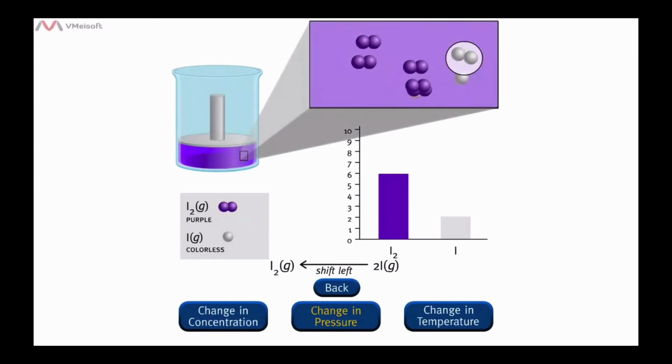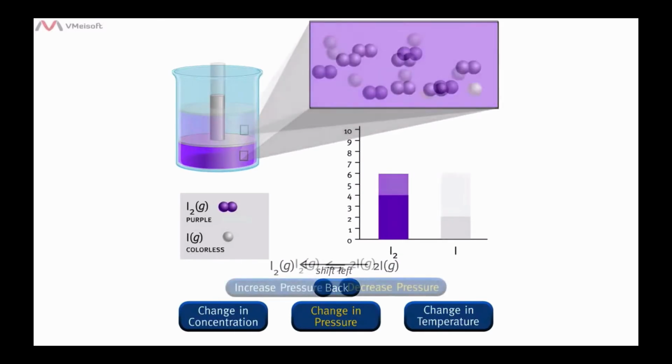shifts to the left, producing iodine molecules and decreasing the number of iodine atoms, as you can see in the microscopic view. Note that the total number of gas particles has decreased. As more iodine molecules, which have a purple color, are produced, the color of the equilibrium mixture darkens.